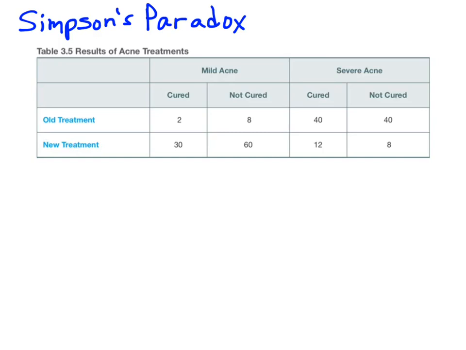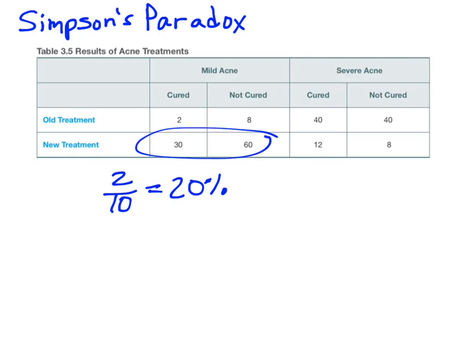Now, when we consider the data in each of these different cases or pieces, we find something different than when we consider the data as a whole. Let's look first at patients with mild acne. We have 10 patients who were administered the old treatment, and 2 of them were cured. So if we're looking at the cure rate, we see here that 2 out of 10, or 20%, were cured.